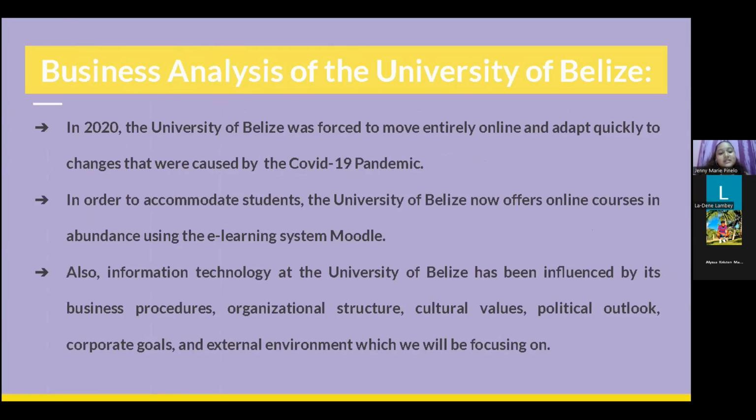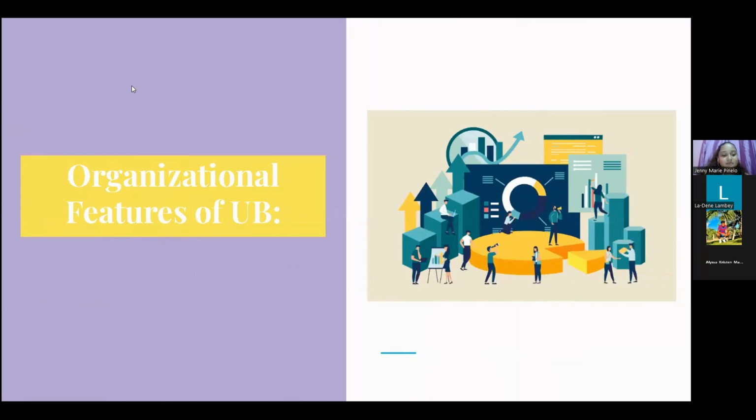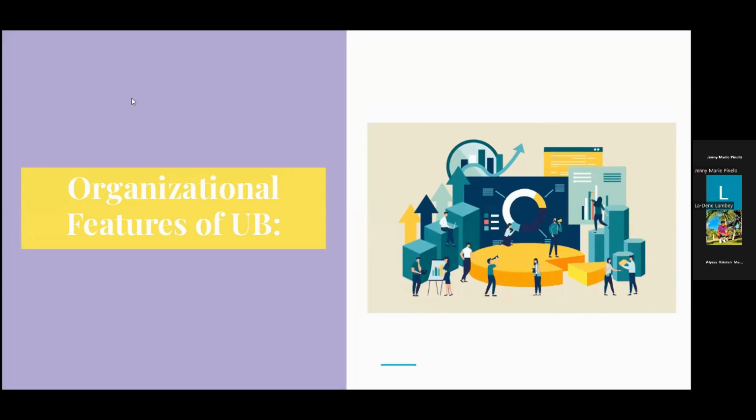Following that, in 2020, the University of Belize was forced to move entirely online and adapt quickly to changes caused by the COVID-19 pandemic. In order to accommodate students, the University of Belize now offers online courses in abundance using the e-learning system called Moodle. Also, information technology at the University of Belize has been influenced by its business procedures, organizational structure, cultural values, political outlook, corporate goals, and external environment, which we will be focusing on. So we have the organizational features of UB that we will be touching on right now.